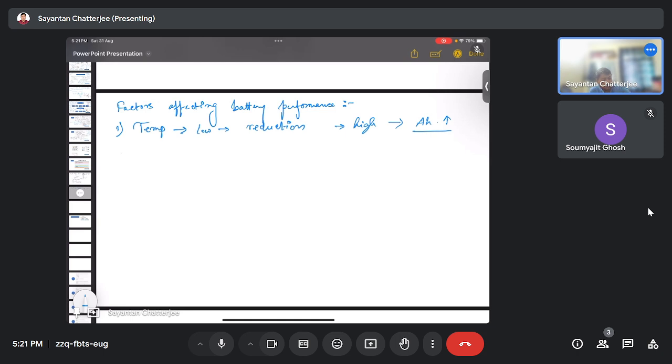So also you have the service life. We all know that the discharge current affects the service life. So based on the discharge current, the hours of service do get hampered. Also, we have the type of discharge.